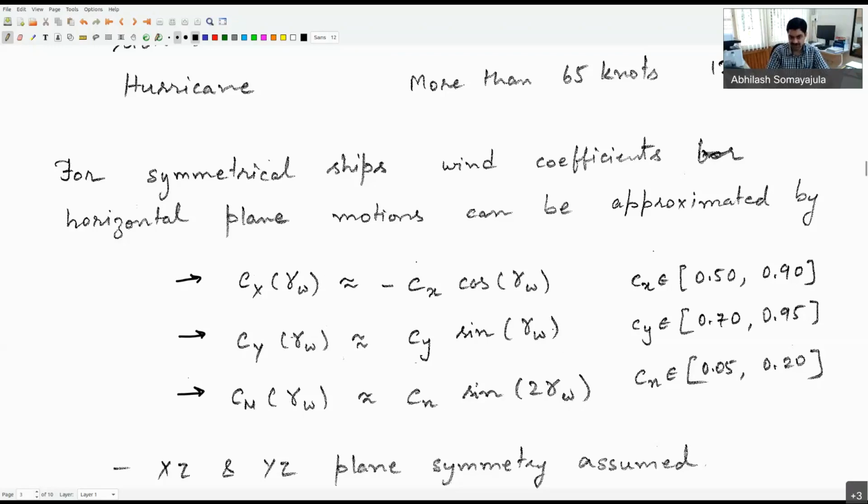A typical value of these constants Cx, Cy, and Cn will range somewhere between 0.5 to 0.9 for Cx, 0.7 to 0.95 for Cy, and 0.05 to 0.20 for Cn. Okay, now you might see one particular thing, that the sway varies as sine of gamma W, but the yaw varies as sine of 2 times gamma W. Why might that be the case? Why do I want to take the variation as sine of 2 times gamma W in yaw?